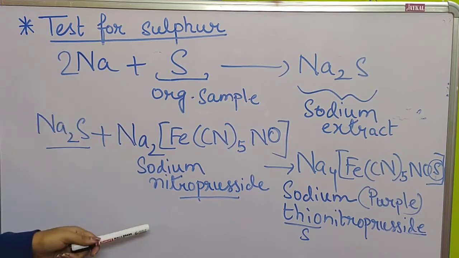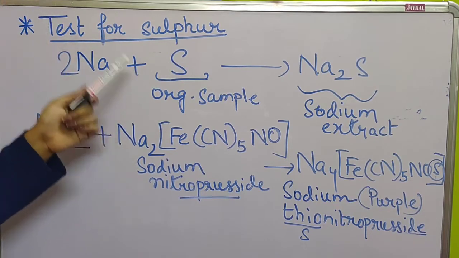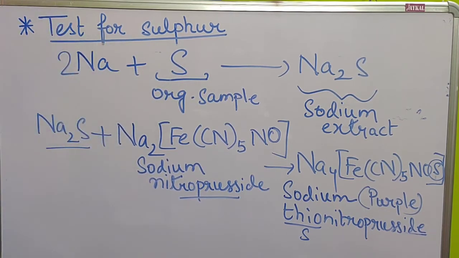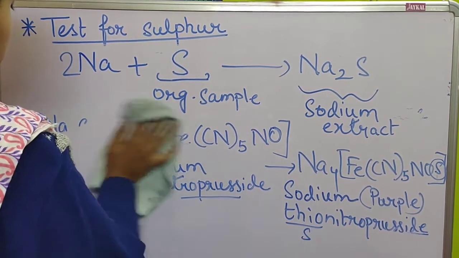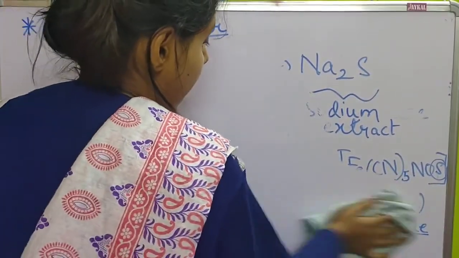So this is for when only sulfur is present, and the initial reaction was for when sulfur and nitrogen both are present. Next is the test for halogens.